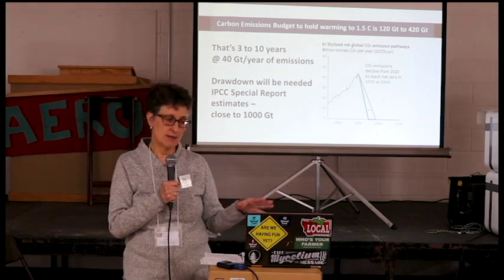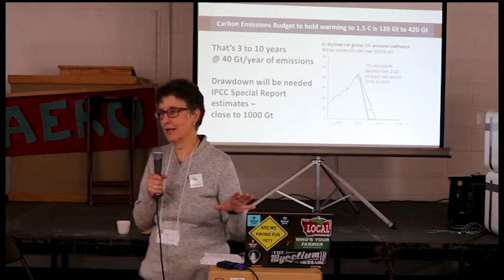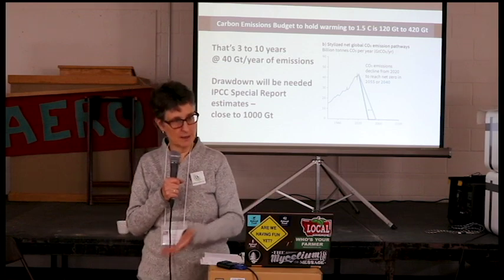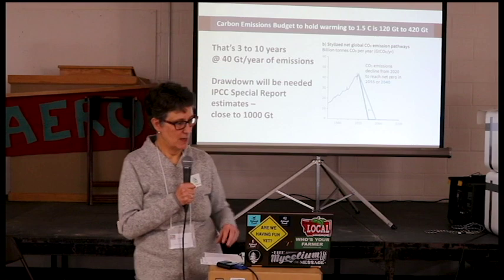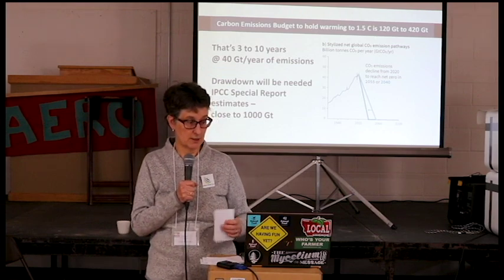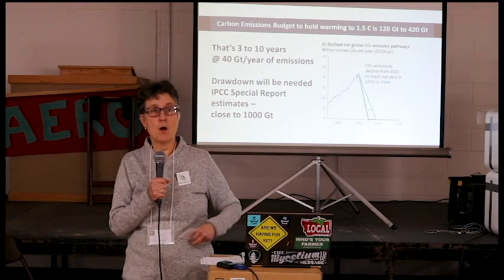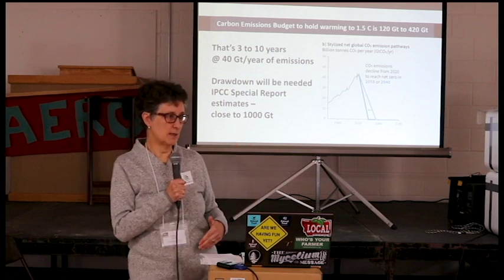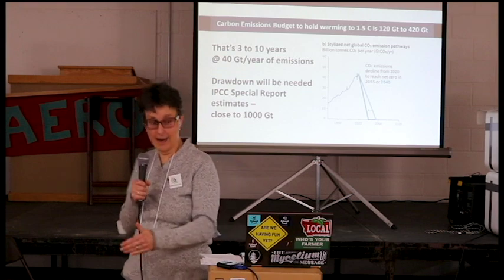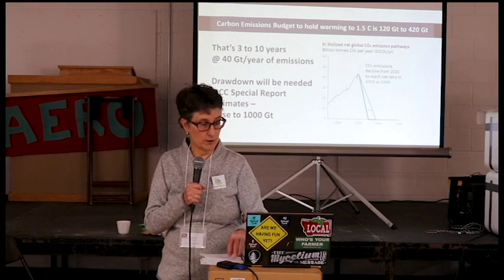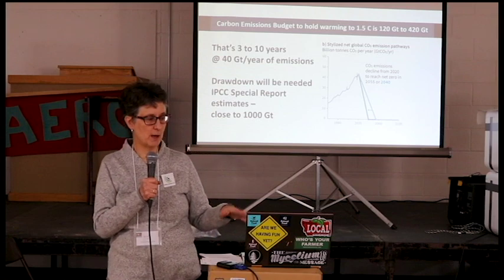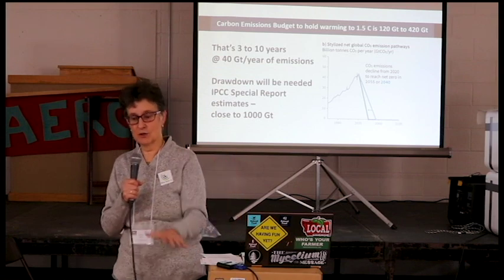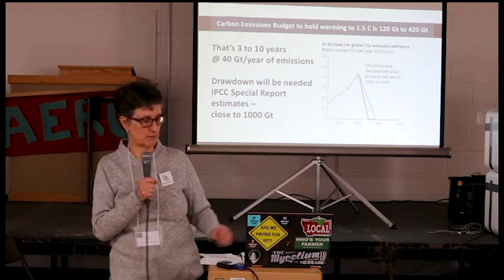And then other studies have said, well, it's 420. But if you're dividing that by 40 of our emissions every year, that's like 3 years or 10 years. That is not a long time. So they're suggesting that we're going to have to draw down, sequester, take in carbon dioxide, which we heard about a lot today. The summary said it's going to be closer to 100 gigatons we have to draw down. The actual report says closer to 1,000.